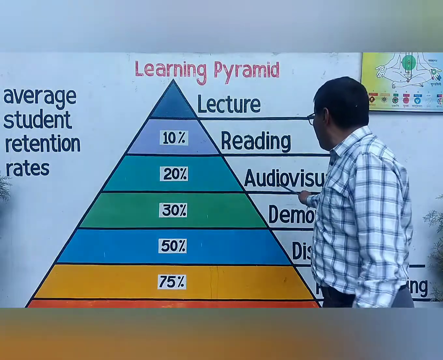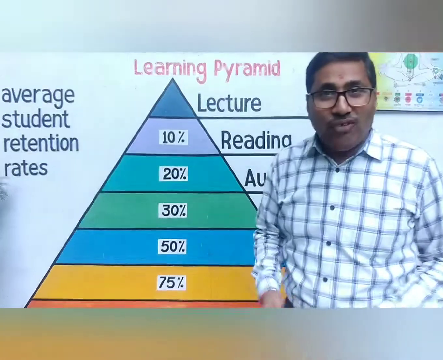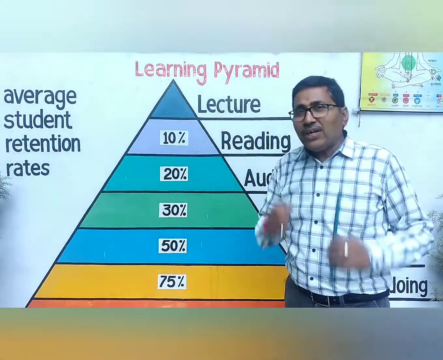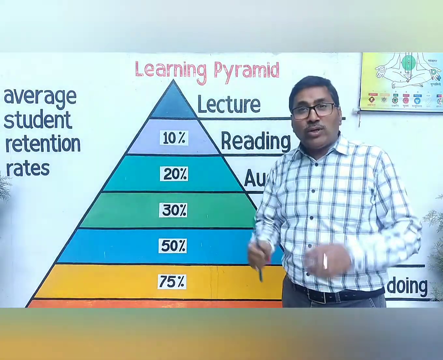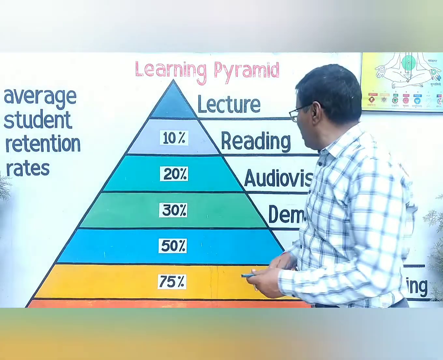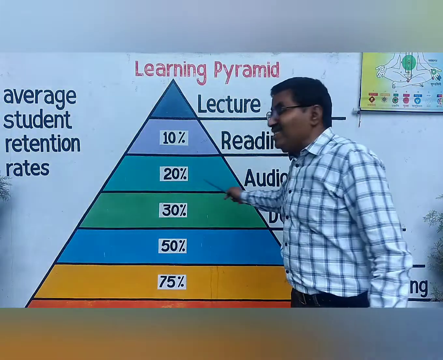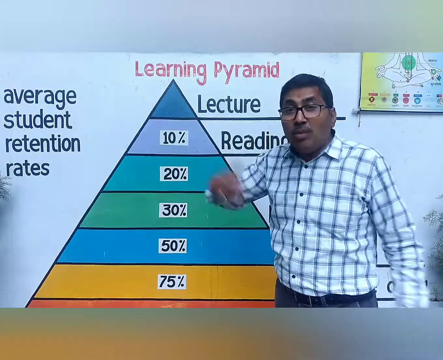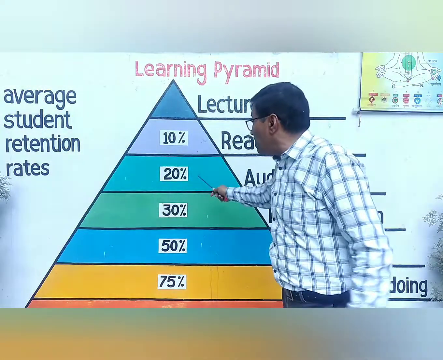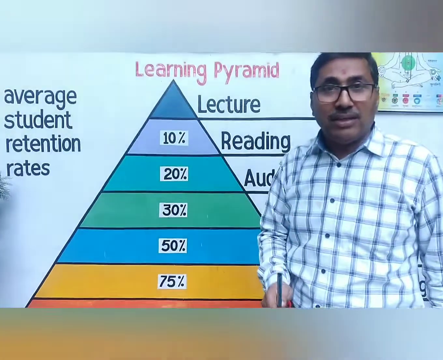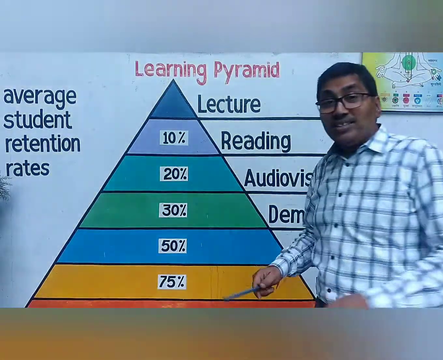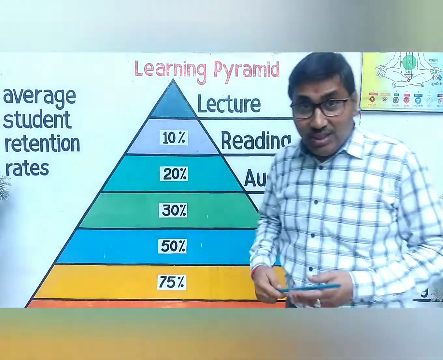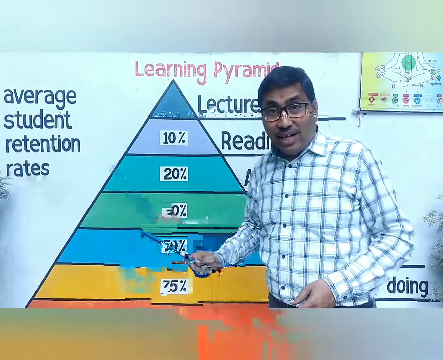Next, audio visual. You know very well, friends, that one picture and graphical representation are equal to millions of words. So for audio visual, what is the average student retention rate? How much can he learn? Only 20% through the audio visual. So how does the learning pyramid show the average student retention rates?